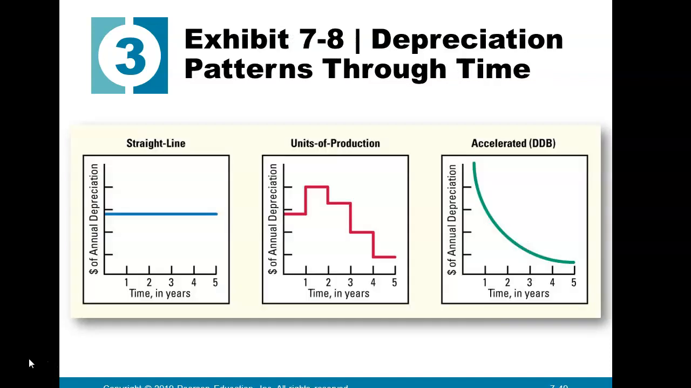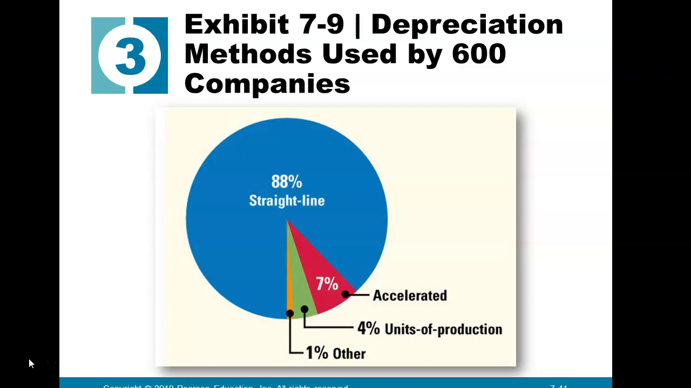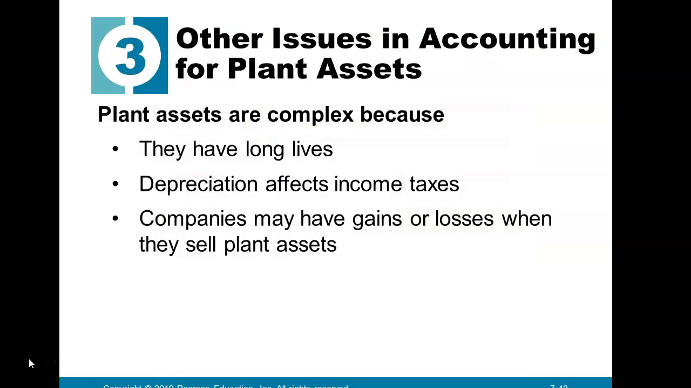And this is just another depiction of how it looks depending on the method used, an actual graphic look. And straight line is used most by organizations because of its ease, and actually it makes sense. I mean, it actually makes sense to use straight line. But this is totally different for tax purposes. But for financial statement purposes, straight line is very, very easy to use and prevalent to be used by organizations. So, plant assets are complicated because their lifespans and depreciation affects taxes.